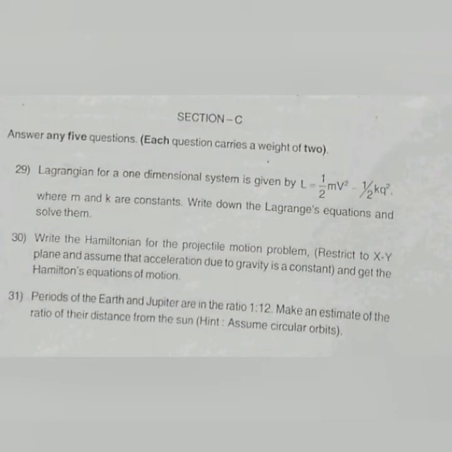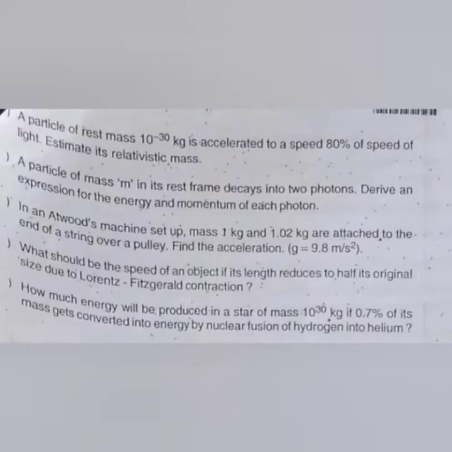31. Periods of the Earth and Jupiter are in the ratio 1:12. Make an estimate of the ratio of their distance from the Sun. Hint: Assume circular orbits. 32. A particle of rest mass 10 raised to minus 30 kg is accelerated to a speed 80% of speed of light. Estimate its relativistic mass. 33. A particle of mass m in its rest frame decays into 2 photons. Derive an expression for energy and momentum of each photon. 34. In an Atwood's machine set up, mass 1 kg and 1.02 kg are attached to the ends of a string over a pulley. Find the acceleration. g equals 9.8 meter per second squared.